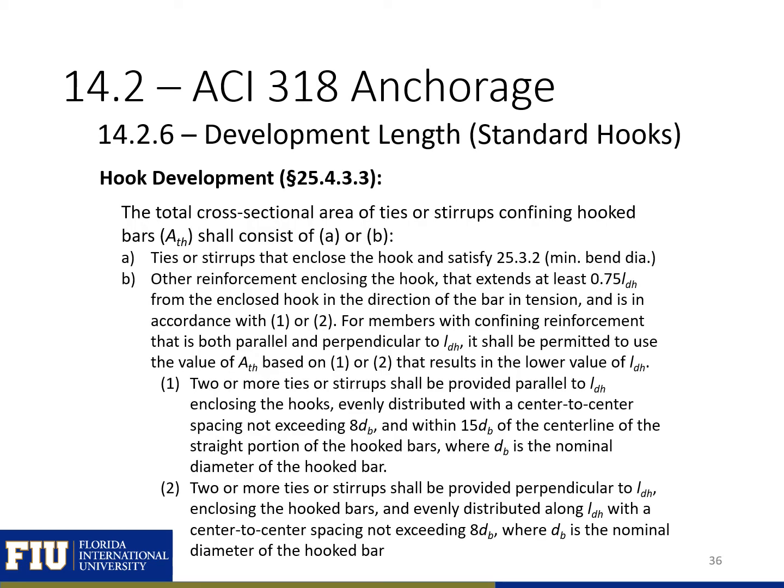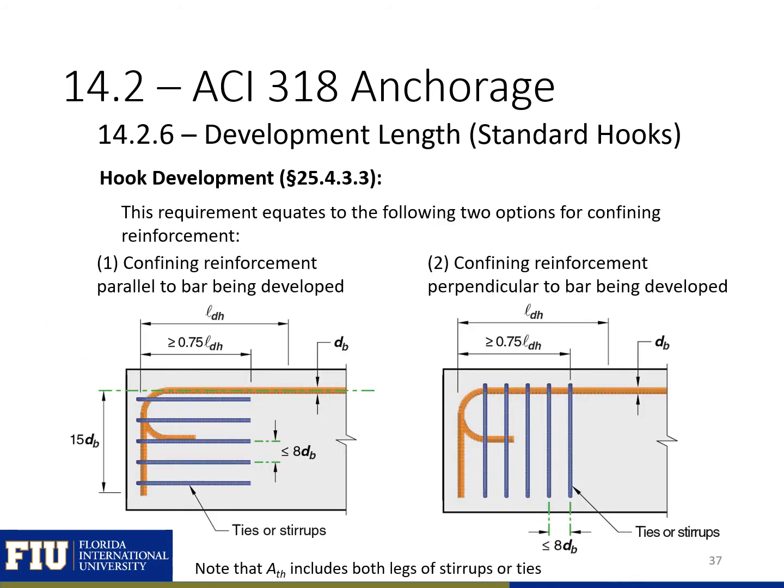This slide has the full definition of what you can count for your A sub TH. It can consist of either what's shown in the A definition or the B definition here. So either ties or stirrups that enclose the hook, or other reinforcement that encloses the hook in the direction of the bar in tension. So on the next slide, I'll have some figures to kind of lay out these definitions, but here are the full definitions for you to read.